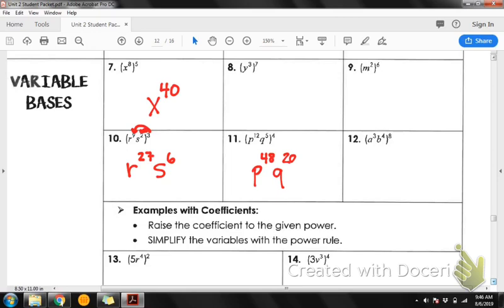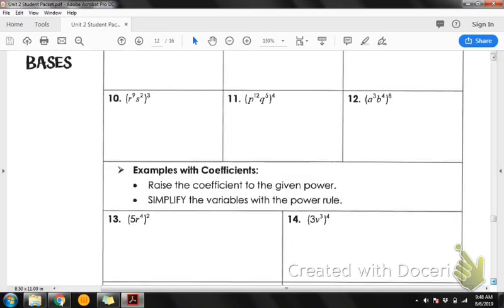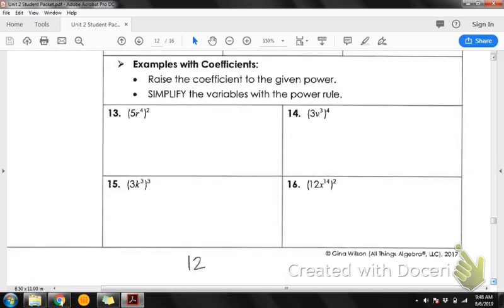Now, what happens when we add coefficients in there? When we add coefficients, we're going to have to go back to what our rules were for coefficients. So, what I'd like for you to do on number 13, if you have 5r all raised to the second power, that really means, I want you to write this, 5r to the 5th times 5r to the 5th. That's what that really means. That's a 4. Oh, wow, what's wrong with me? 5r to the 4th times 5r to the 4th. I have not drank all my coffee yet this morning.